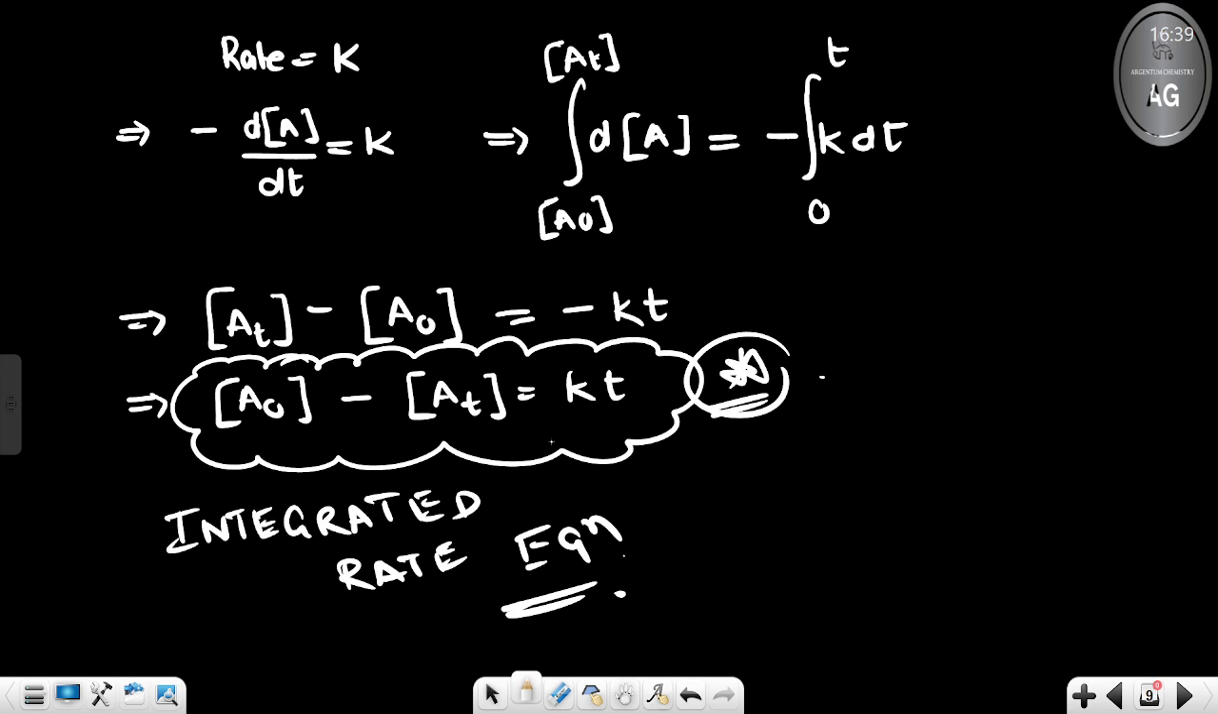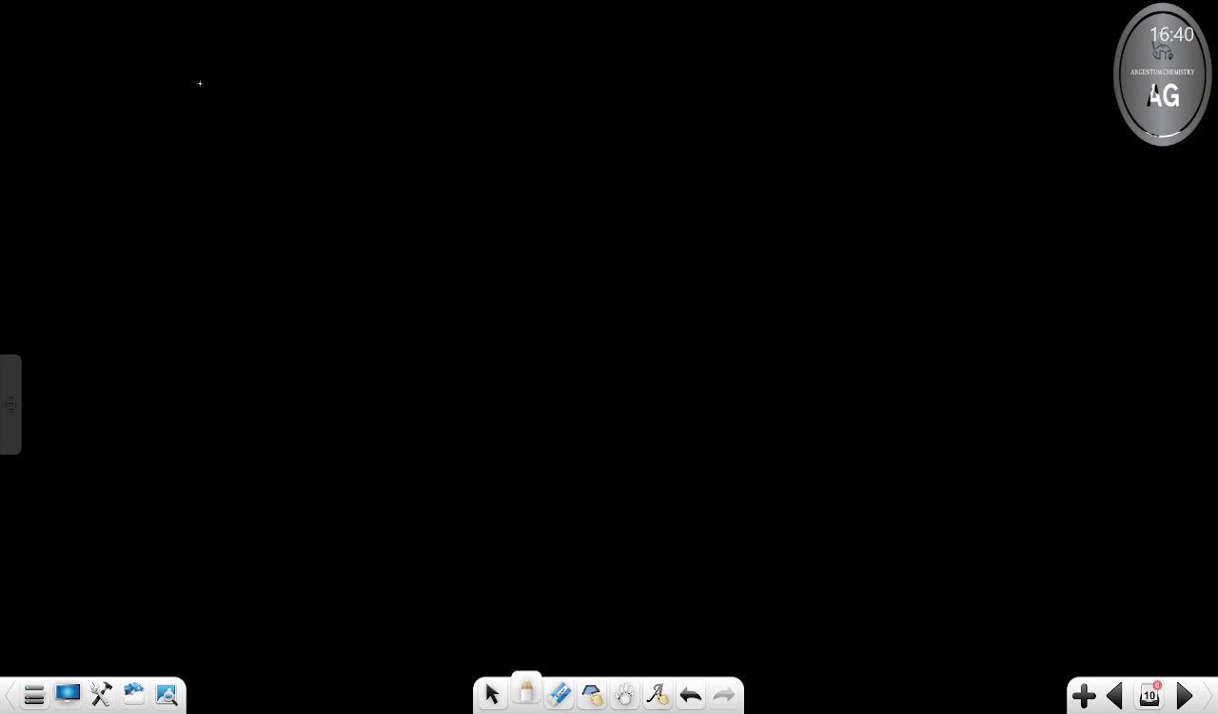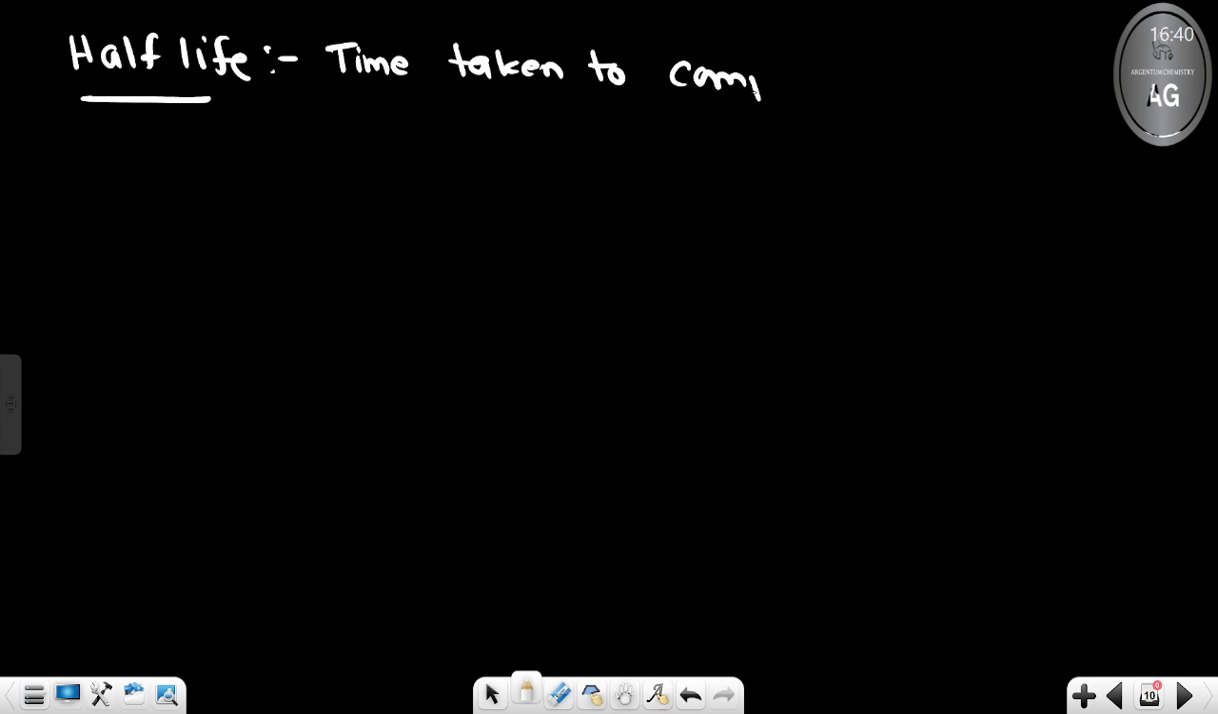Doubts? Good. Next. Next we'll have another term which is called half life. This you somewhat have learned in radioactivity. Half life means time taken to complete 50% of the reaction. So what will be the time taken to complete 50% of the reaction?